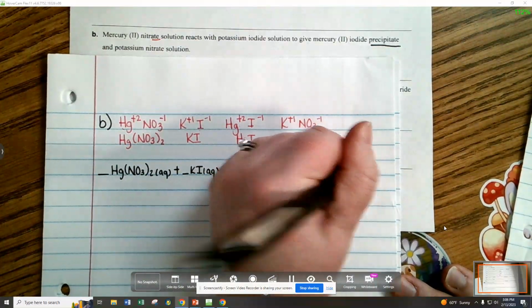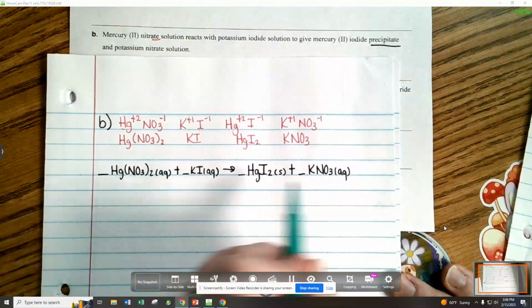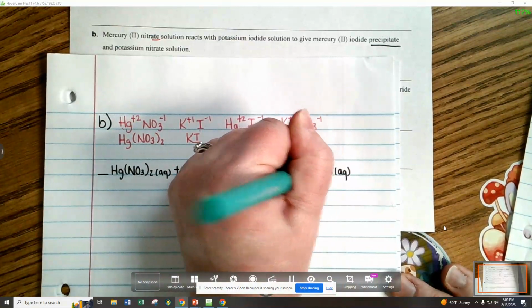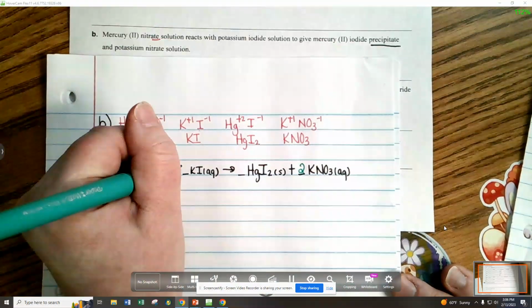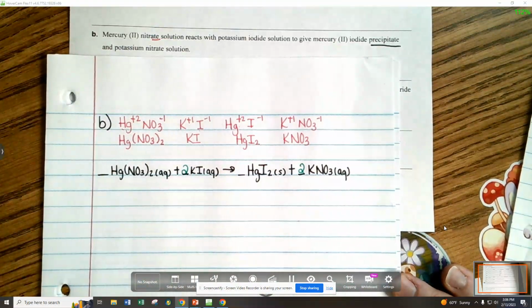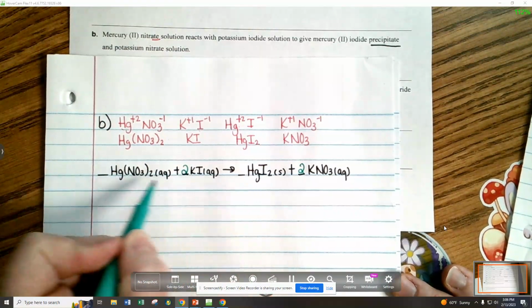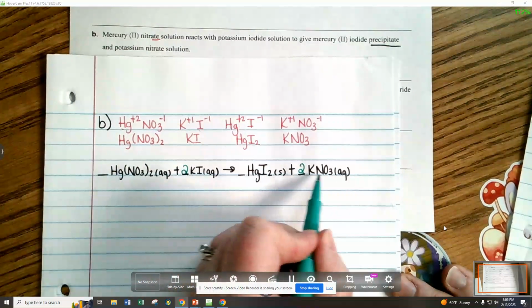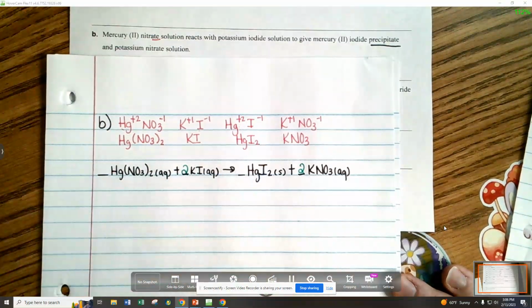My recommendation is if you have a polyatomic, start with that for balancing. I can see I have 2 nitrates here and only 1. Coefficient of 2 fixes that and gives me 2 potassium. Reactant side needs a coefficient of 2, but that gives me 2 iodine, which I already have. So my mercury are balanced with 1 and 1. Nitrates are balanced with 2 and 2. 2 potassium, 2 potassium, 2 iodine, 2 iodine.